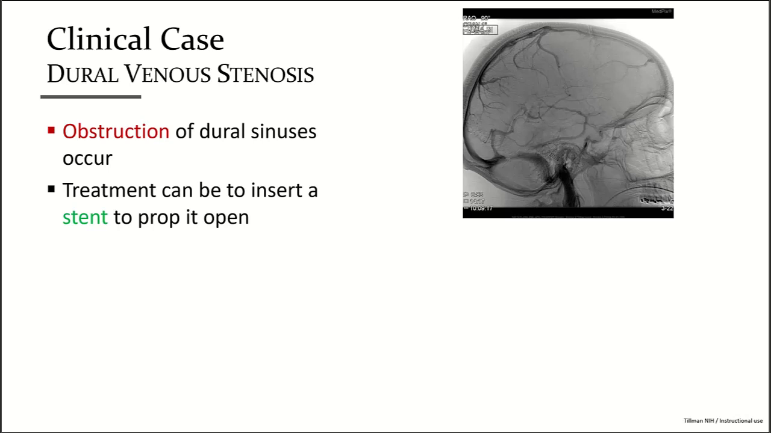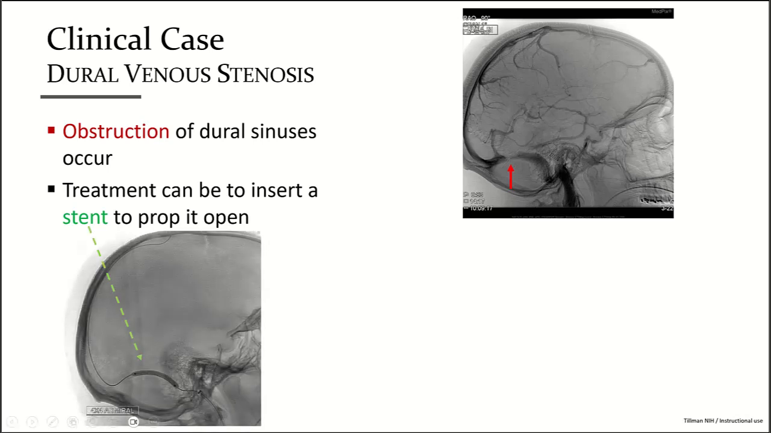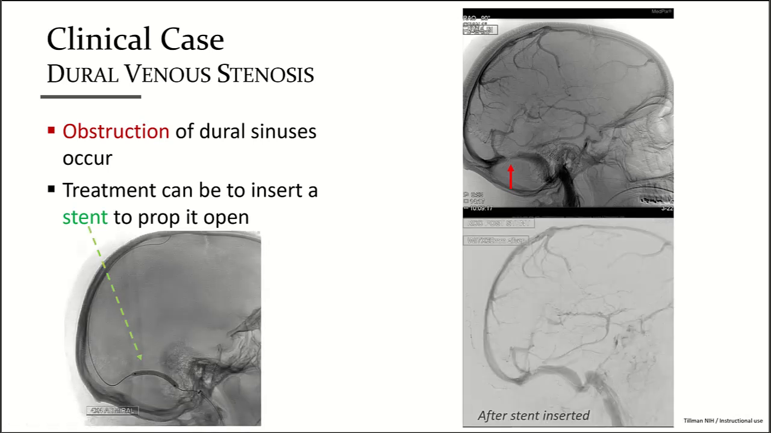Finally, I want to show you the imaging for the transverse sinus obstruction. So here we can see an obstruction of this person's transverse sinus. So they get a stent placed in there to prop it open, and then this is what it looks like after surgery.